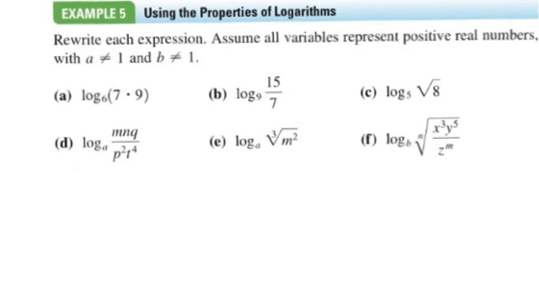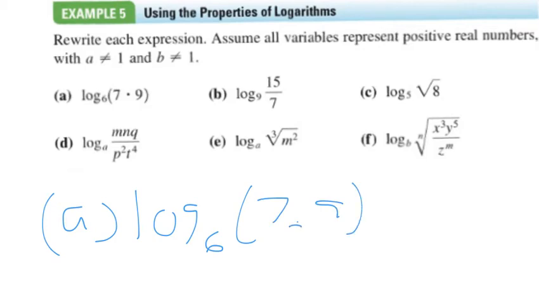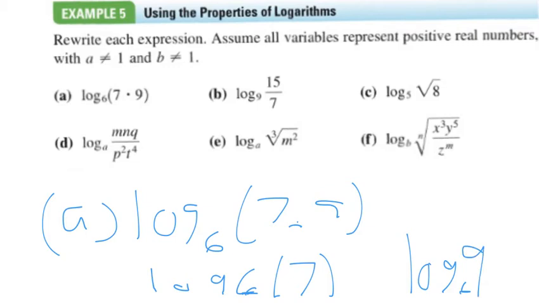Alright, so for this example it says rewrite each expression. So you see how each thing is in a single logarithm? We're going to split it into separate logarithms. So for part A, log base 6 of 7 times 9. Since we're multiplying, we can split them into separate logarithms. Log base 6 of 7, and then log base 6 of 9. And then we would add them. And that's how you would do it.